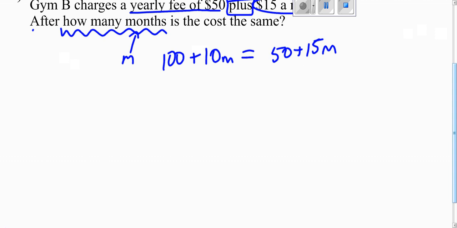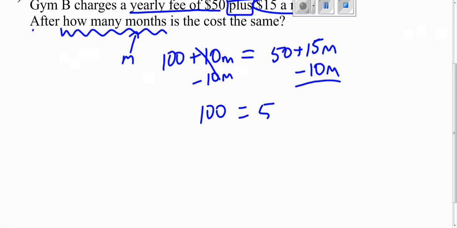Now I solve. Since there's variables on both sides, I want to deal with the variables first. A lot of you are still dealing with the constants first, and you run into trouble when you get to an equation where you're not sure what to do. So I'm going to move the smaller variable, minus 10m from both sides.